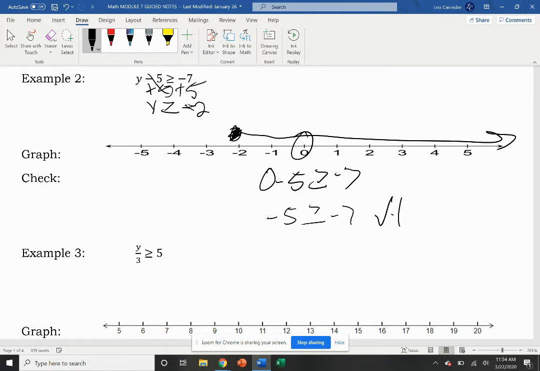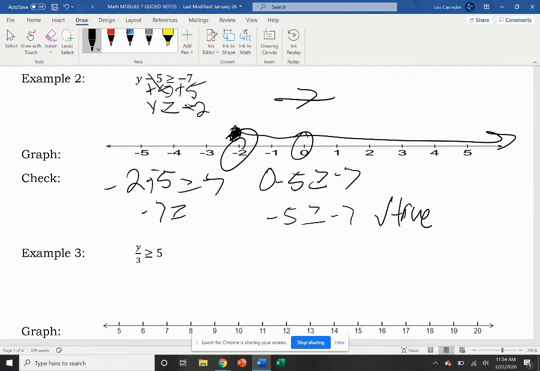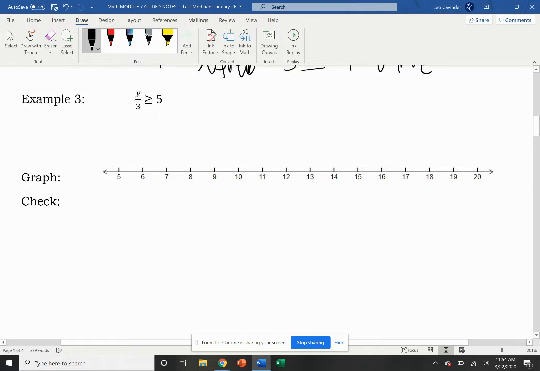And that is true. Okay. Yeah, because again, we'll look at the arrow sign. You could also just check negative 2. And that would actually give you negative 7 is greater than or equal to 7. Now, because we said equal to, is negative 7 equal to negative 7? Yes, which makes that also true. It should be equal if you're doing that. Okay.